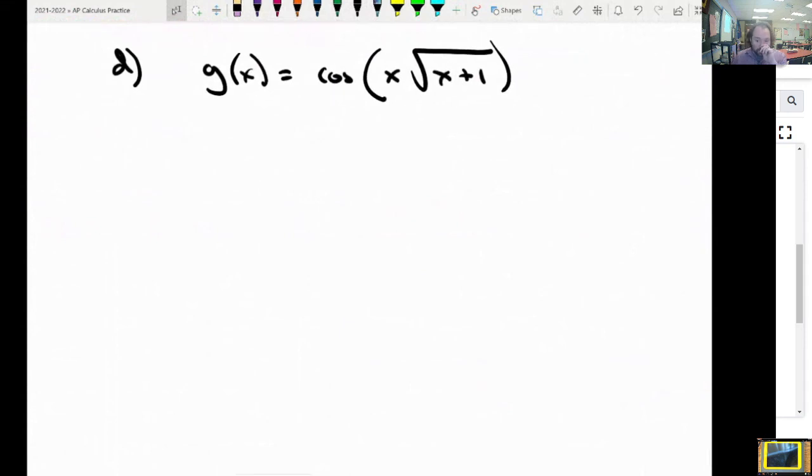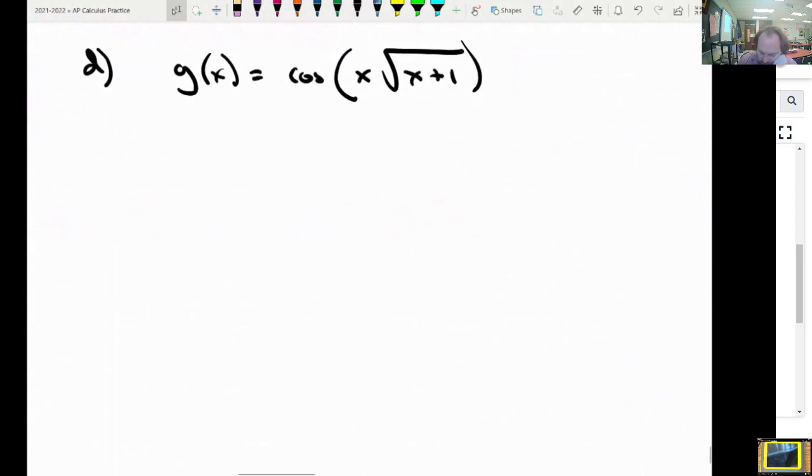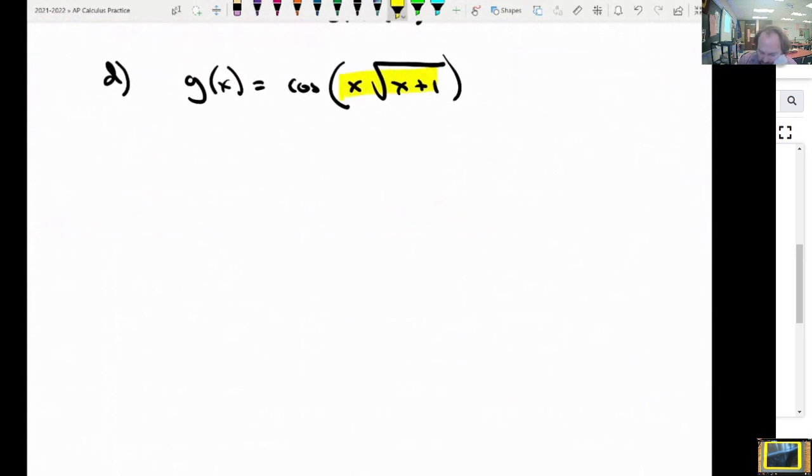So again, we're going to use a chain rule for this problem, but then the inside is going to require the product rule. So there is a chain rule with a product rule inside of it, because this derivative right here will require the product rule, because it's two things multiplied together. It's x and the square root of x plus 1. But as far as the outside part goes, that's relatively easy.